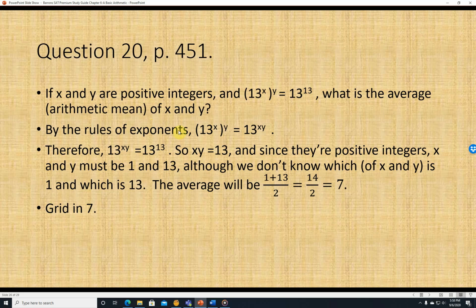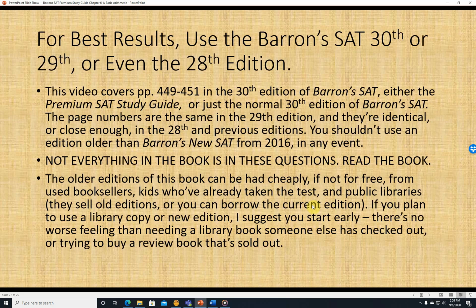By the rules of exponents, 13 to the x to the y is just 13 to the x times y. Therefore, 13 to the x times y is 13 to the 13. So x times y equals 13, and since they're positive integers, either x or y is 1 and the other one is 13. We don't know which out of x and y is 1 and which is 13. Doesn't matter because we just add those values together. 1 plus 13 is 14, and then we divide by 2, so we end up with 14 over 2, which is 7. So grid in 7.